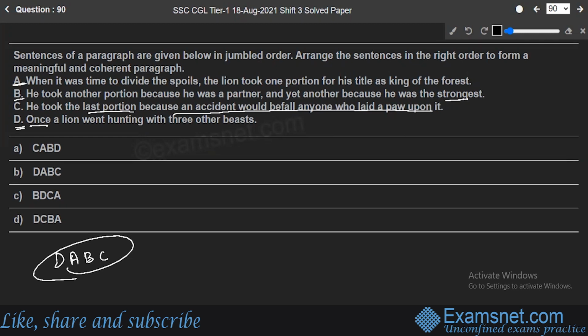Let's read the whole paragraph now. It says, once a lion went hunting with three other beasts. When it was time to divide the spoils, the lion took one portion for his title as the king of the forest. He took another portion because he was a partner, and yet another because he was the strongest. He took the last portion because an accident would befall anyone who laid a paw upon it. So it is D, A, B, C, option B as the correct sequence of the sentences to make the whole paragraph. Hope you're clear with this.